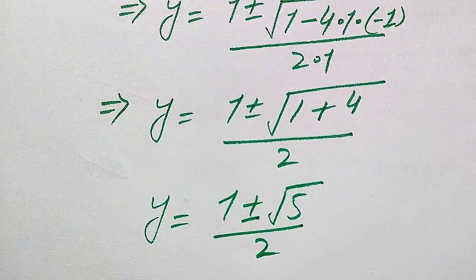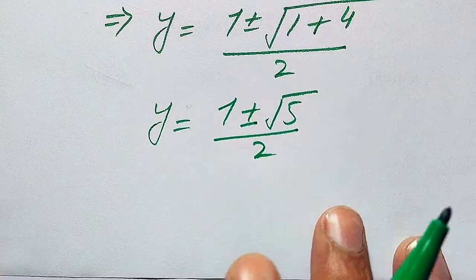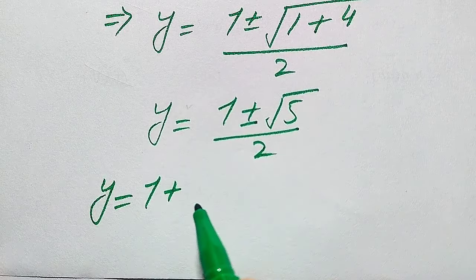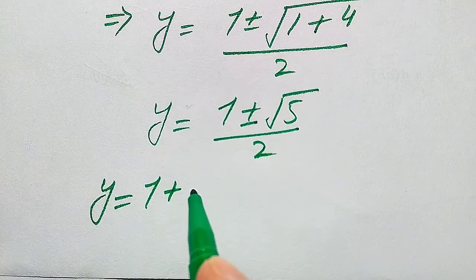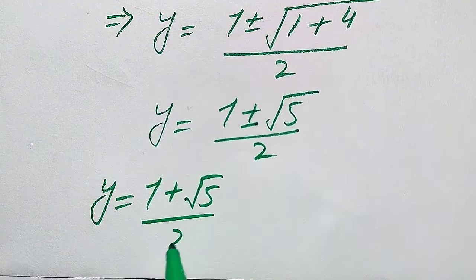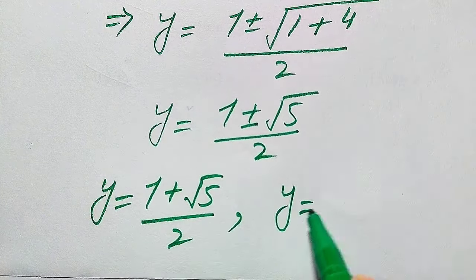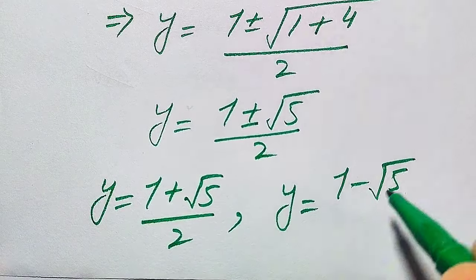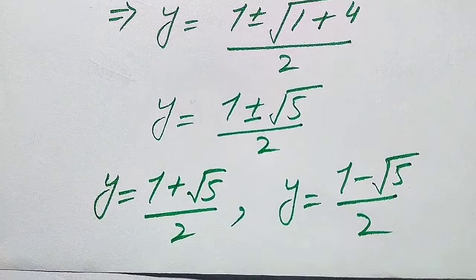Now we divide this equation into two cases. Here we write the positive value, y equals 1 plus square root of 5 divided by 2, and on this side we write the negative value, 1 minus square root of 5 divided by 2.